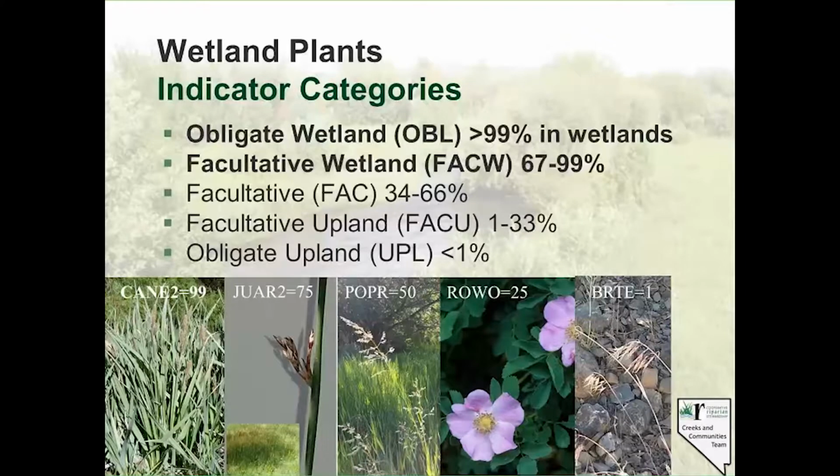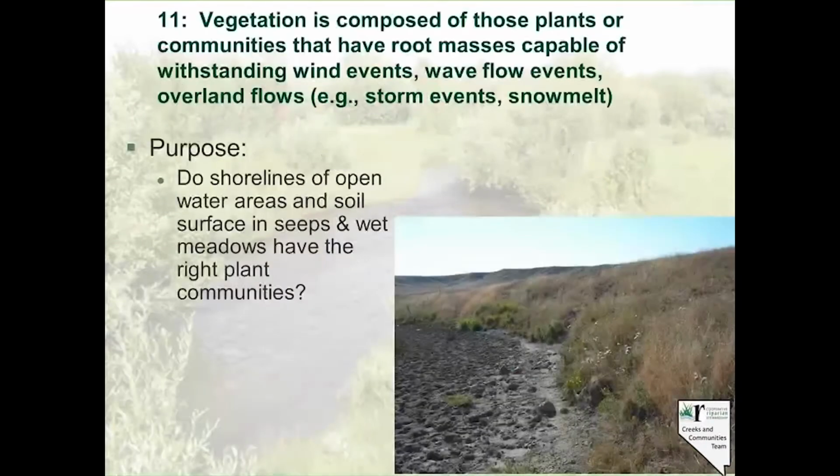Question 11: vegetation is composed of those plants or plant communities that have root masses capable of withstanding wind events, wave events, overland flows, storm events, snowmelt. So do we have the right plants, the right plant communities, and are they in the right place where that energy is happening? On the shorelines where the wave events would happen, open water areas, soil surface and seeps and wet meadows that have the right plant communities.